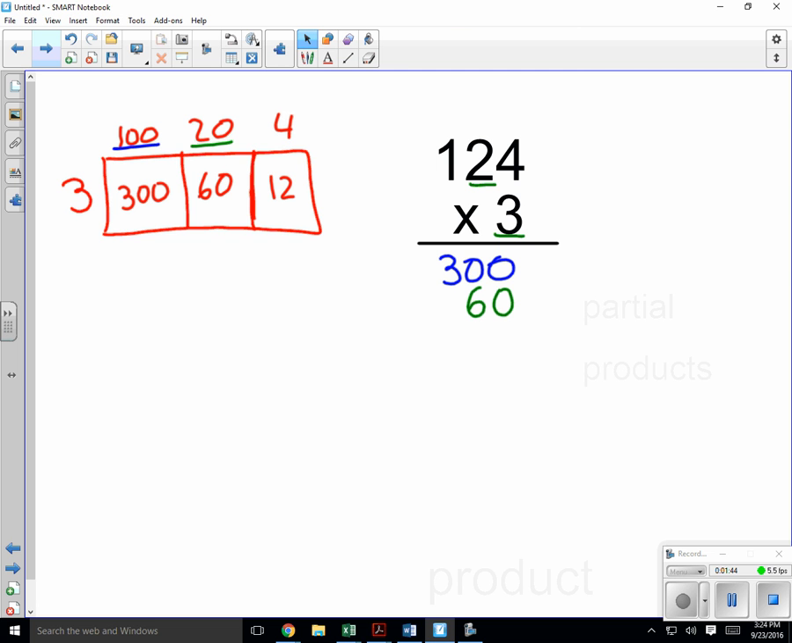and ones with ones. Now, last but not least, we have our ones. And 3 times 4, 4 represents 4, so we don't have to change anything. 3 times 4 is 12. Again, line it up, tens with tens, ones with ones. And then we just add them all together, just the same way we used to do it in the box. Add all the partial products.